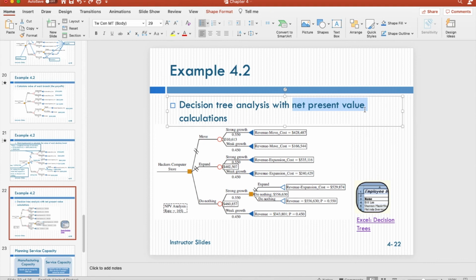So I will not talk in detail about the decision tree analysis with net present value, because the key logic here is exactly the same, except that when you calculate profit, let's say right now you are in year 2, if you earn $1,000, it's not actually equivalent to $1,000 in year 1. You have to do a simple transformation.